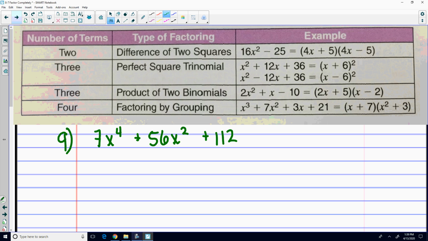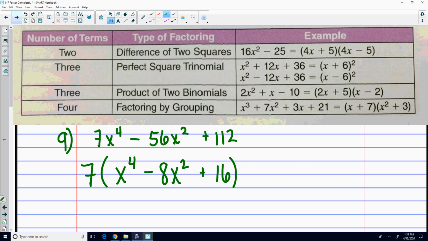All right, I see an x to the 4th again, which should be a really big hint that I might have to factor more than once. So first thing though, I can pull a 7 out of this. So let's do that. And if you don't know that off the top of your head, that's okay. X to the 4th. 56 x squared becomes 8. Oops. Hang on. Go back and fix your notes. I want this to be subtraction here. So my apologies. I have a wrong sign. Minus 8x squared. I'm glad I found that right away. And then 112 divided by 7 is 16.